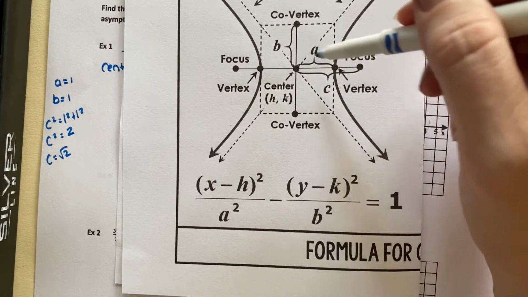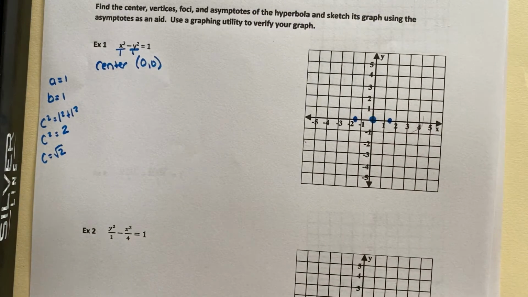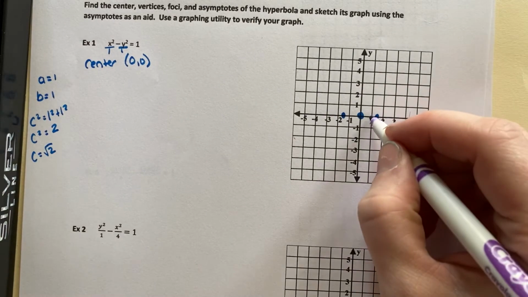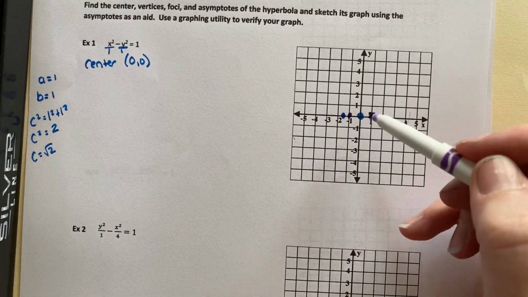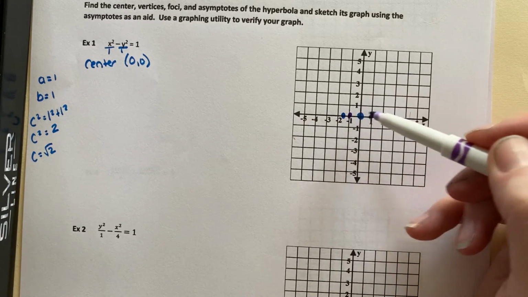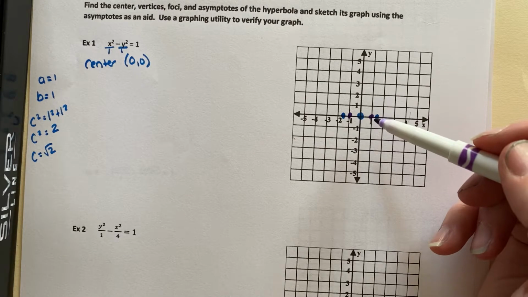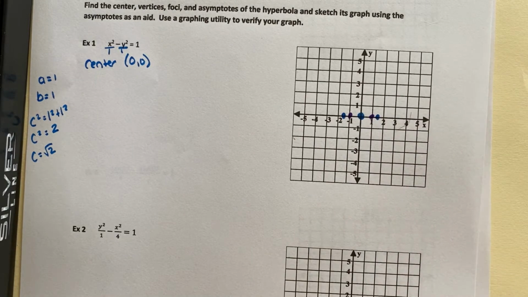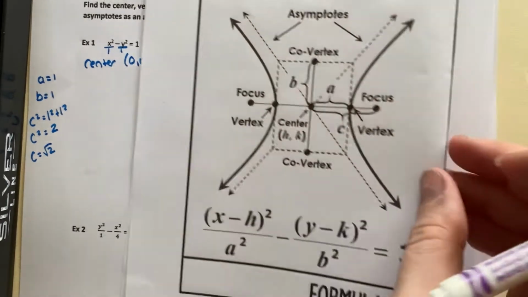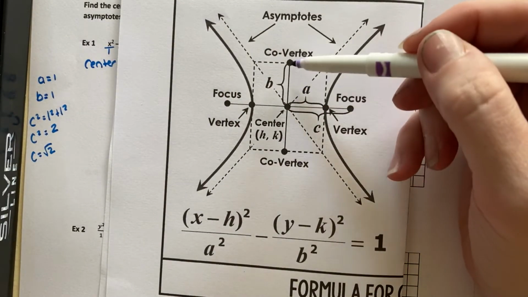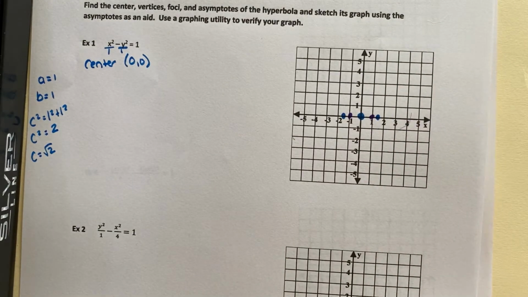So A is the vertex. A is 1, so I'm going to mark that off. Let me get a different color, though. There we go. Sorry. So here's our center. 1 is our vertex. 1.4 and negative 1.4 is our focus. And then B is the only thing missing. That's to get our co-vertex. So B is 1 also, so I'm going to mark that off in a different color.